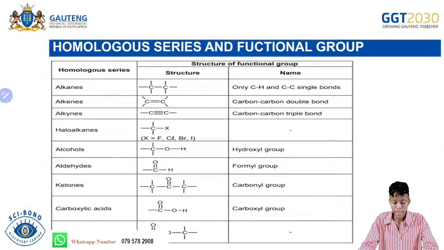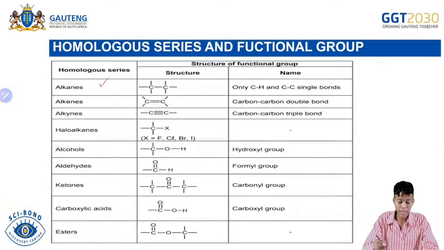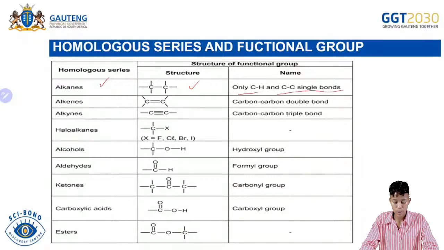Then again, whenever you are doing your organic chemistry, you always need to keep the following in mind. The first one here says alkanes. You need to know the structure of the alkanes. You also need to know the name of the functional group. So the functional group says only C-H and carbon-carbon single bonds. Then you need to know alkenes and their structure, and the name of the functional group is the carbon-carbon double bond. And the next one is alkynes and their carbon-carbon triple bond.